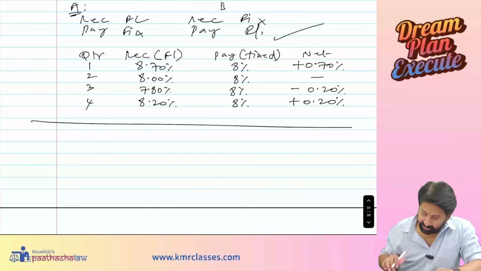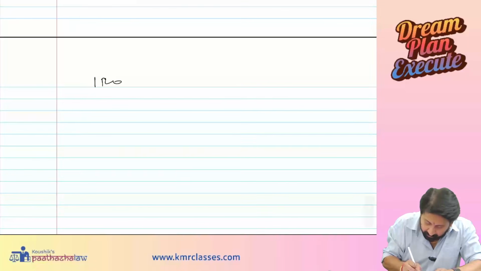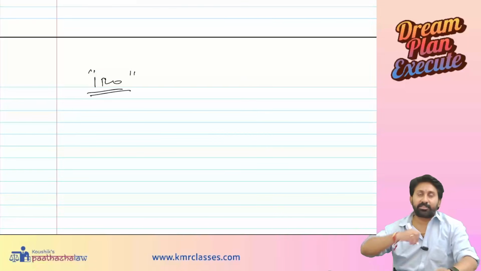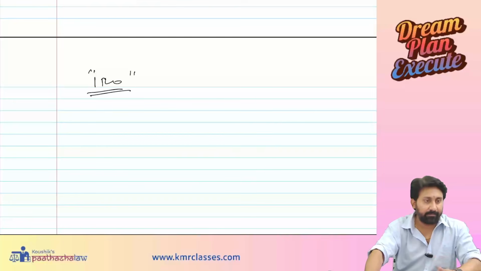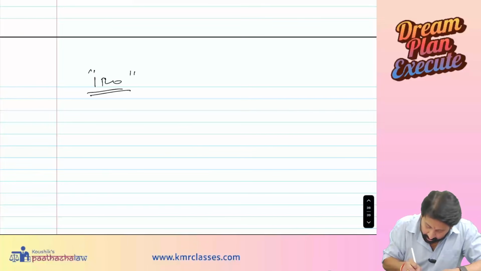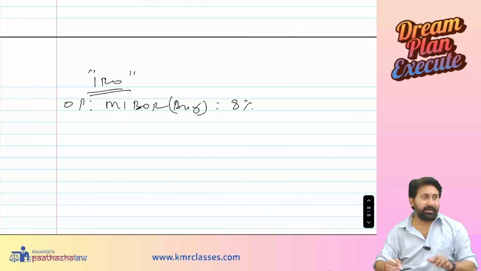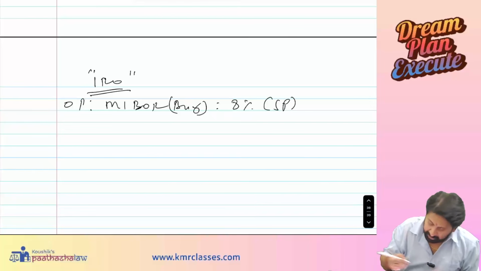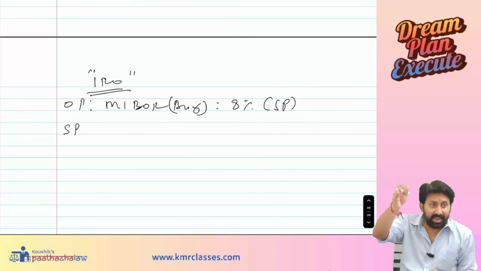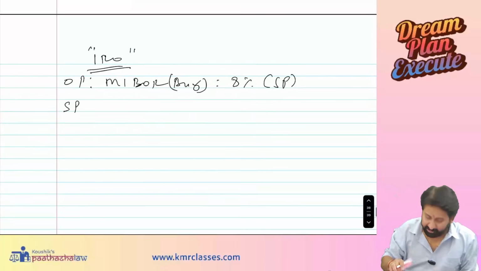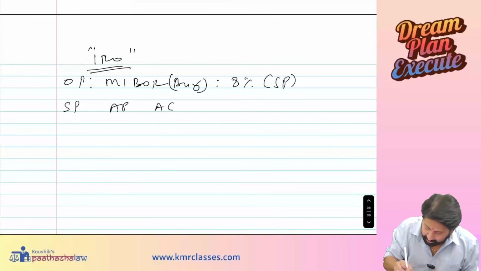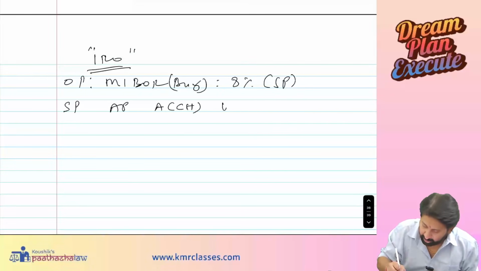So let us understand. Now I am going to do it for interest rate options. Okay, listen. Original position: MIBOR buy at 8% means my SP is 8. Let us have the same schedule that we used in derivatives: SP, AP, action by cap holder, value to cap holder. That's it.